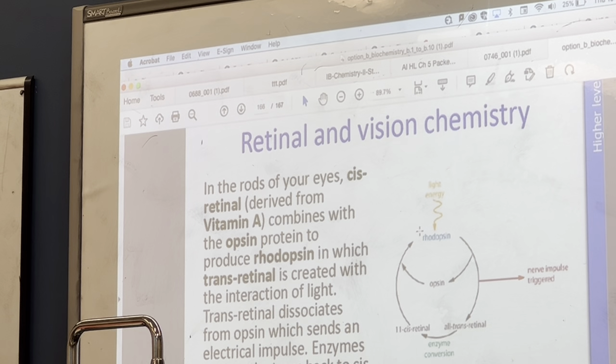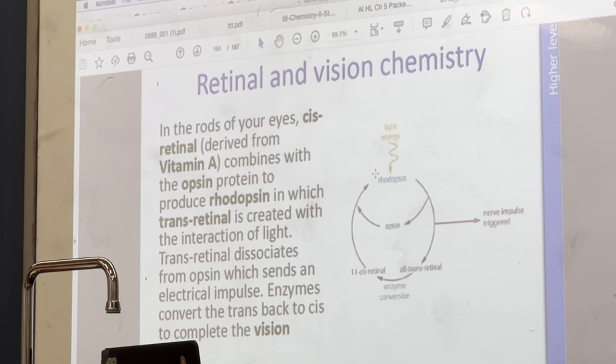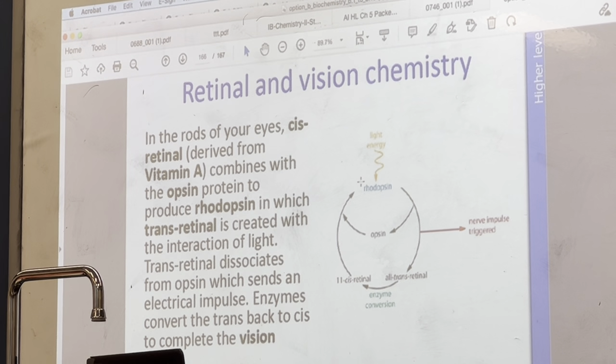The application of pigments was hemoglobin. The application of this is vision chemistry. This is how your eyeballs work. In your eyes, you have rods and cones. What do rods and cones see? Rods, cones, color. Rods, like darkness, black and white, and light.